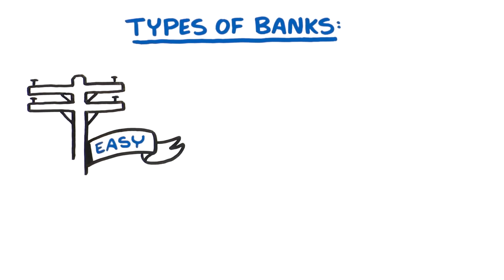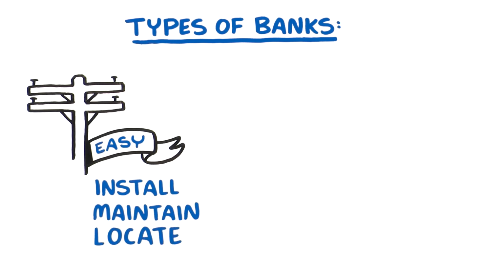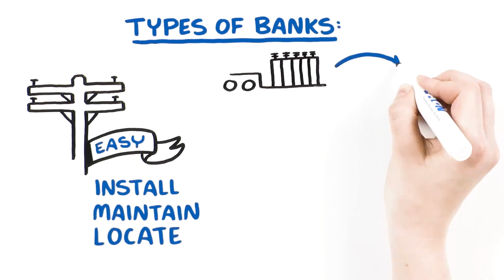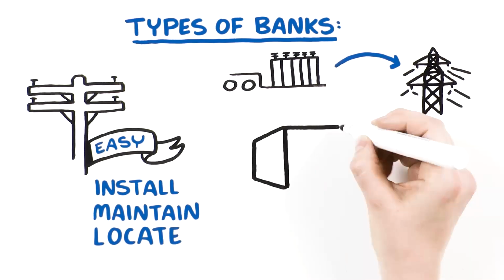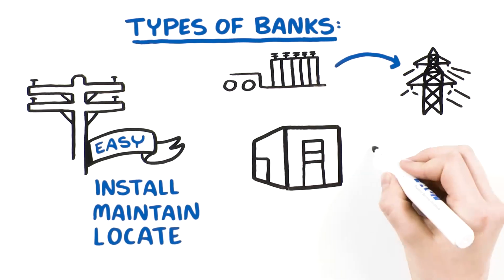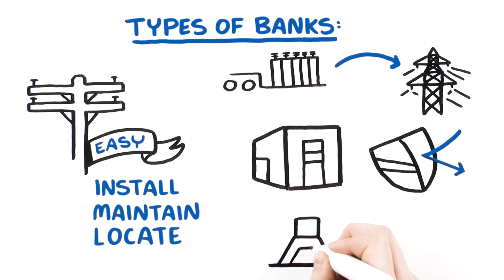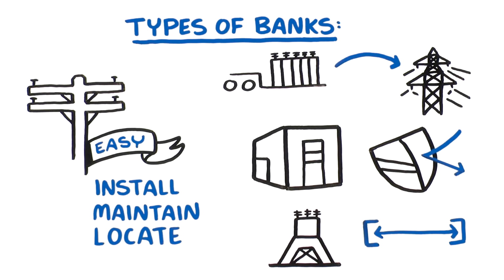Pole-mounted banks are easy to install on distribution lines, maintain, and locate for optimal performance. Mobile banks can be transported to locations on the grid for rapid deployment and system flexibility. Metal-enclosed banks utilize a metallic housing as a protective barrier, and open-air substation banks use a range of configurable, scalable frame structures to meet application needs.